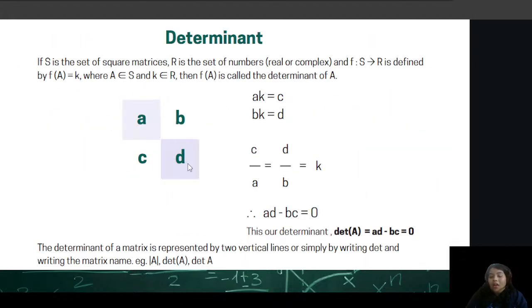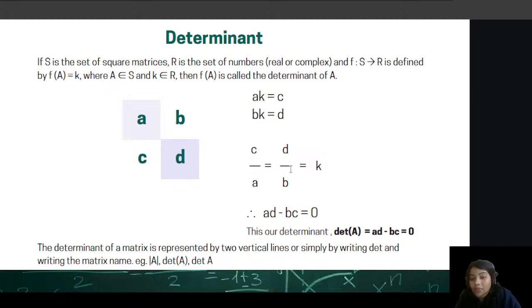Because determinant is a process where we can get a certain value from the array of numbers in the matrix, the coefficients of the system, so that we can conclude a value which is absolute. So it would help us to figure out whether a system is singular or non-singular. Let's say we have a 2 by 2 matrix where we have a, b, c, d, and let's consider a k equal to c, b k equal to d, and here k is a constant.